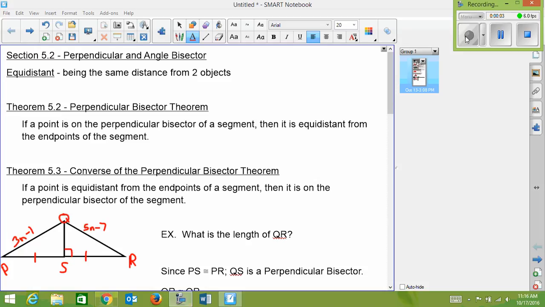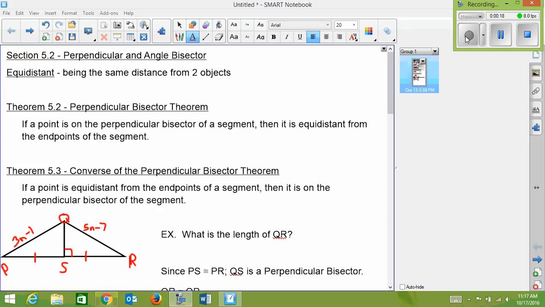Hello and welcome to section 5.2, which is on perpendicular and angle bisectors. Equidistant means being the same distance from two objects. And so that gets us into a couple of theorems that we're going to use for this section.